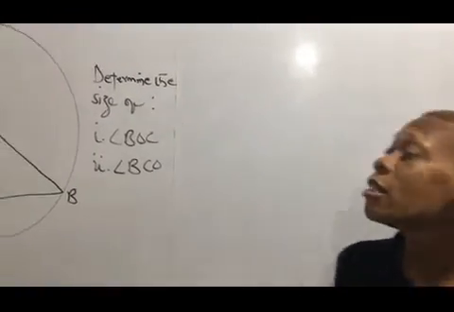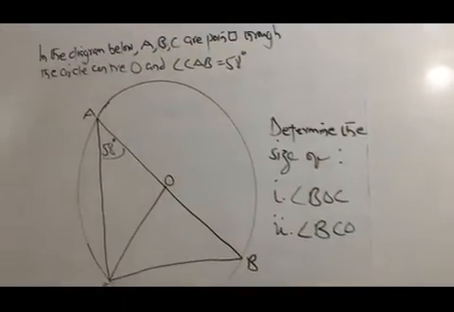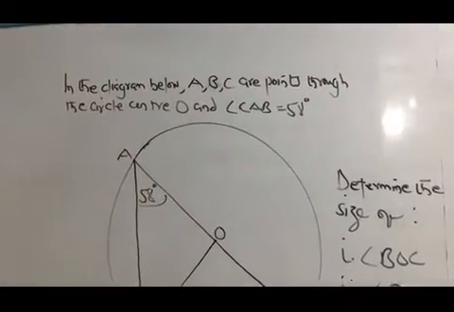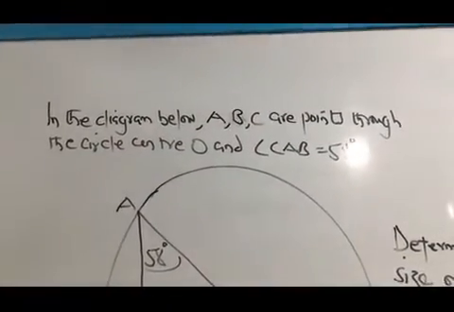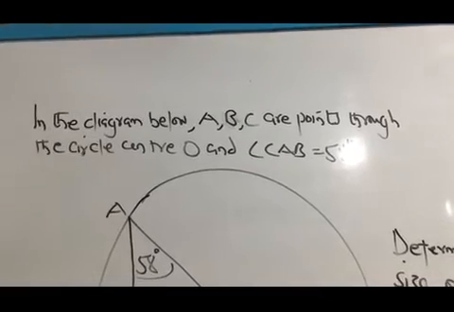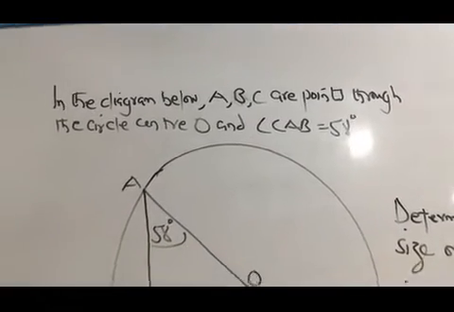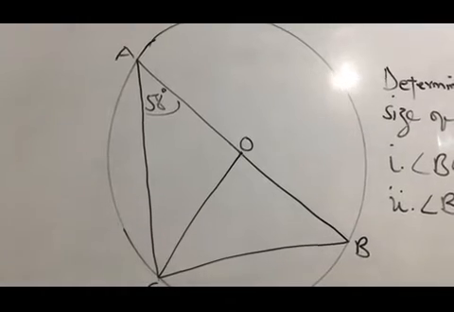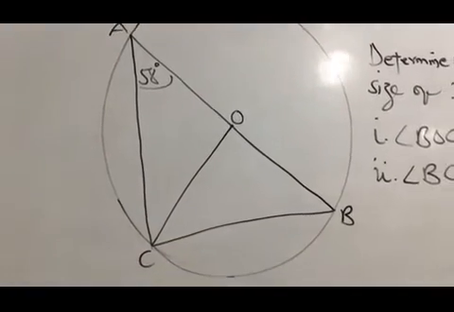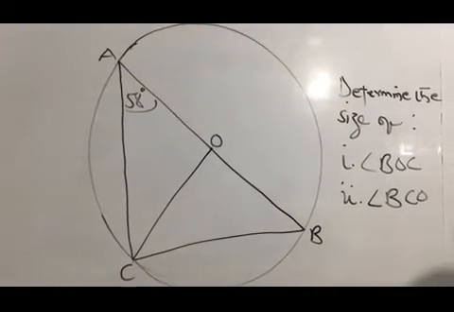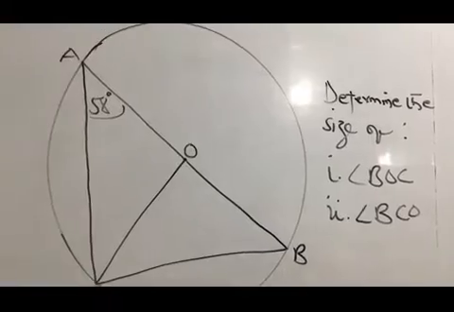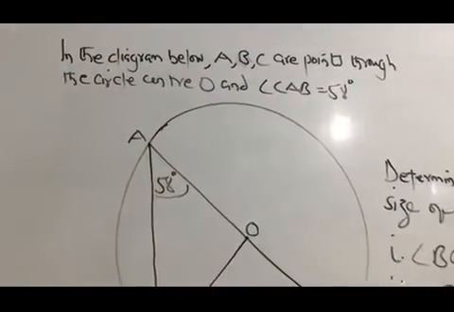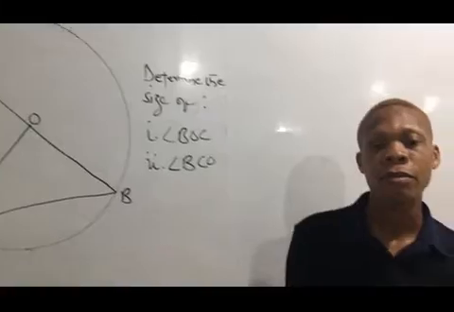Now the question says, in the diagram below, A, B, C are points on the circle center O, and angle CAB is 58 degrees. So I've told you the angle given, you go and check and see which angle has been given. Is it angle at the center? Is it angle at the circumference? And which chord is subtending that angle? You ask yourself all those questions before you answer the question.